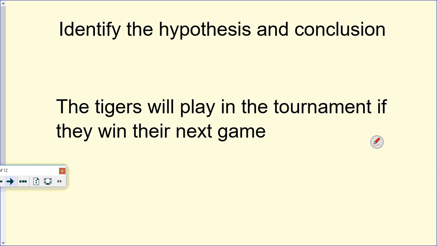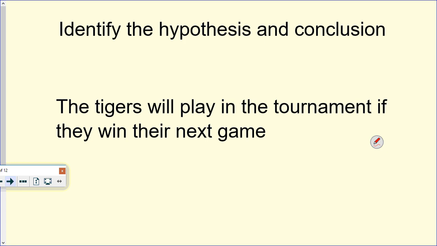All right, this one's a little bit trickier because it says the Tigers will play in the tournament if they win their next game. So remember, the hypothesis is what has to happen first, the conditions. Then your conclusion is the result. What happens because the first thing happens. So take a minute, think about it, don't say it out loud. Think about what is going to be the final result in the statement. I want the conclusion first here. What is going to be the overall result? What's going to happen at the end after we hit some conditions?